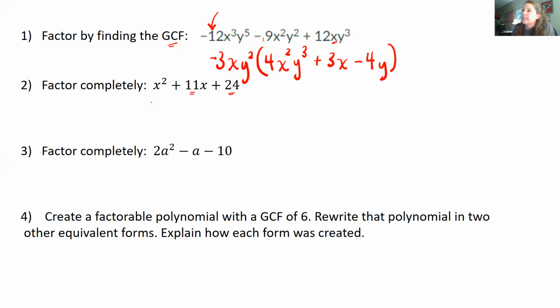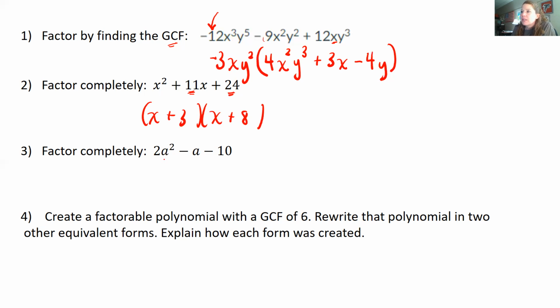Okay, so then the second one, we're looking for 2 numbers that multiply to give me 24 and add to give me 11. So I'm going to think of those factors of 24, 1 and 24, 2 and 12, 3 and 8. And since I get a positive product and a positive sum, that means both of my numbers are positive.